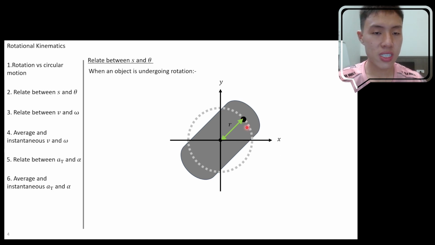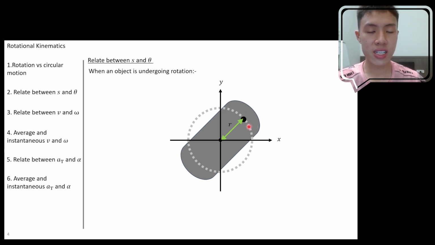As we mentioned in the previous video, my black sticker is moving in a circular path. Because it is a circular path, the radius, or the distance of this point from the center of the circular path, is constant. This radius is actually the distance of this point from the axis of rotation of the rigid body.